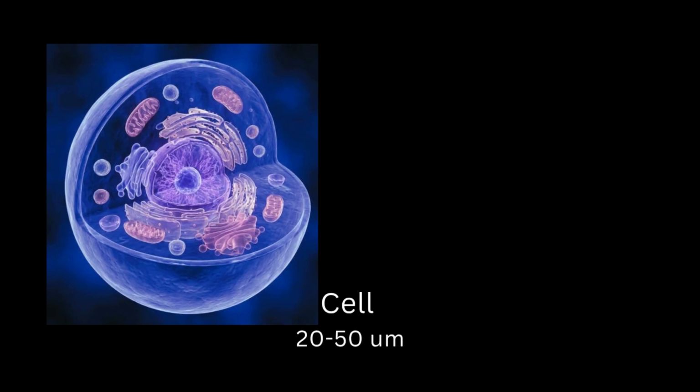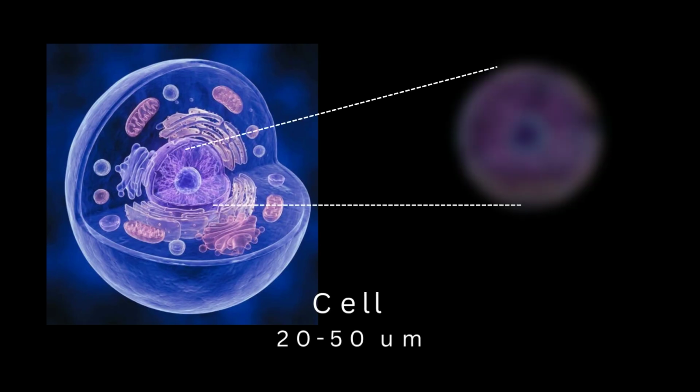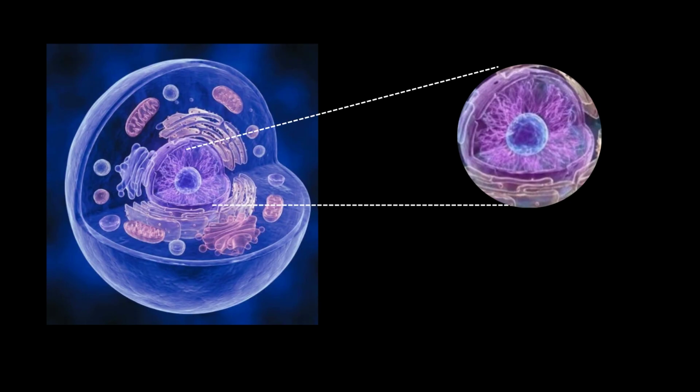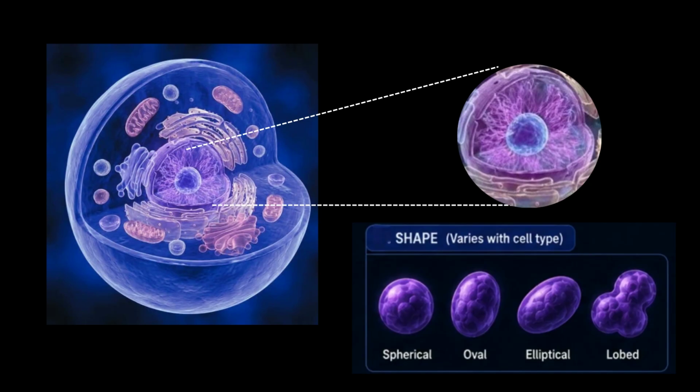A typical cell measures 20 to 50 micrometers, while the nucleus inside it is much smaller, just 5 to 10 micrometers. Its shape isn't fixed either. Depending on the cell type, it can be spherical, oval, elliptical, or even lobed. And here's an important distinction.